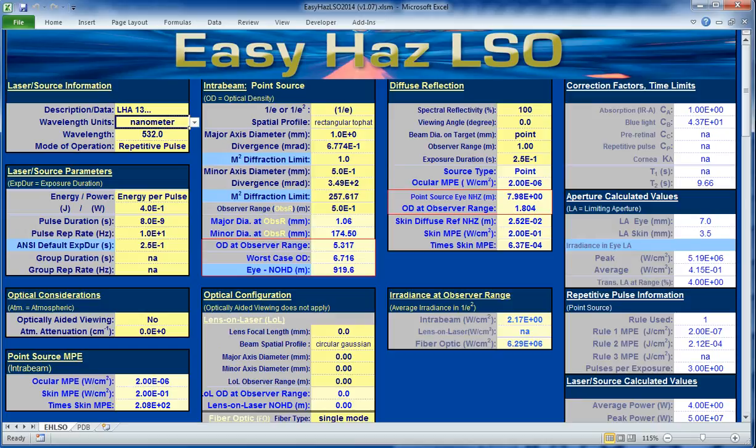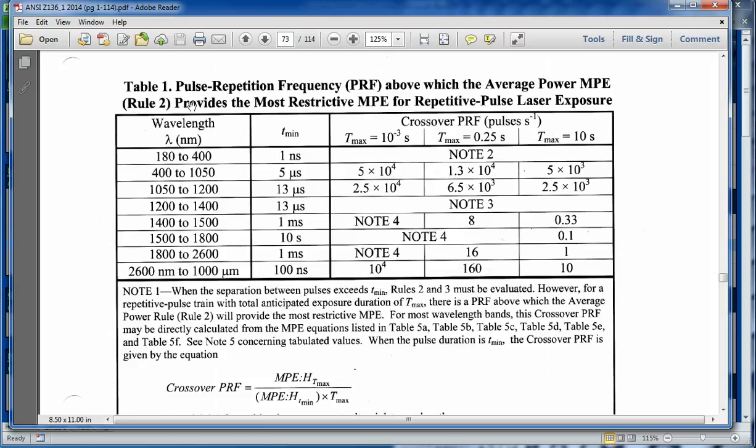Let me explain why. Let's go look at the standard and go to table 1, and we're going to find something in here called T-min. For our wavelength of 532, T-min is 5 microseconds. What this means is that any number of pulses that happen within 5 microseconds, we sum their energies and treat it as one pulse. All right? So since both of the pulses from our particle measuring lasers are going to be fired within 5 microseconds, we add the energies and treat them as a single pulse.